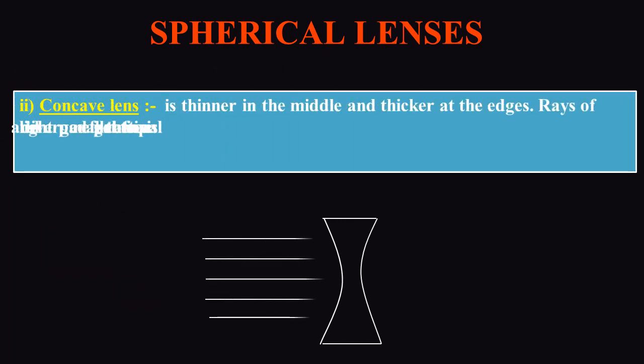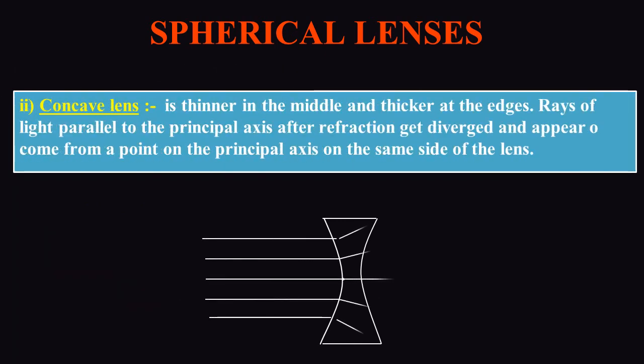Now, the concave lens. A concave lens is thinner in the middle and thicker at the edges. In this case, rays of light parallel to the principal axis diverge after refraction and appear to come from a point on the principal axis on the same side of the lens. In the diagram, it is observed that the parallel light rays come from the left side and after refraction, they appear to come out from a point on the principal axis.